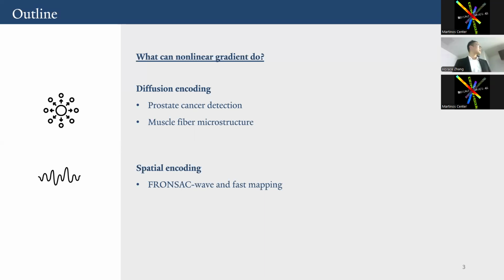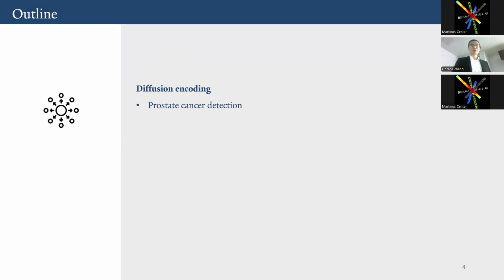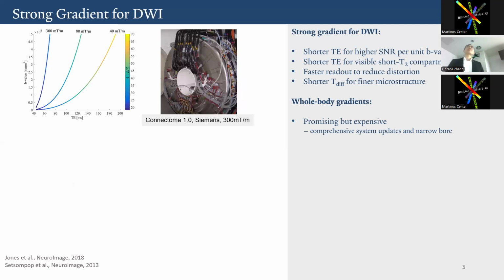All right, here is the first topic of prostate DWI. So I guess for this audience, I don't have to emphasize the importance of strong gradient for DWI. The short TE brings high SNR, that makes the short T2 compartment visible, and faster readout reduces the distortion, and we can also see finer microstructure with it. So the most prominent whole body gradient would be Connectom 1. It has shown promising results not only on the brain, but also below the neck, but it's expensive and it requires comprehensive system updates and necessitates a narrow bore.